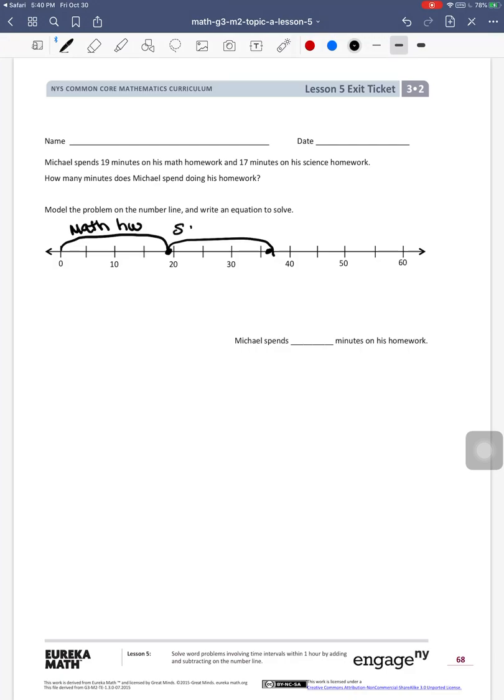And so we're going to do science. And now we can do 19 plus 17. 9 plus 7 is 16. And 1 plus 1 plus 1 is 3. So 36. And did our number line show about 36 minutes? Yeah, we're right 1 minute after the 35. So Michael spends 36 minutes on his homework.